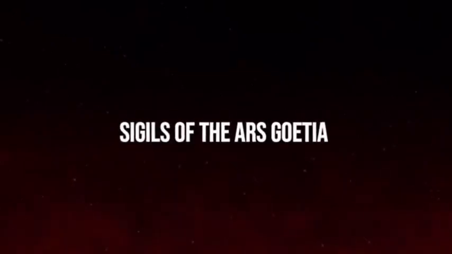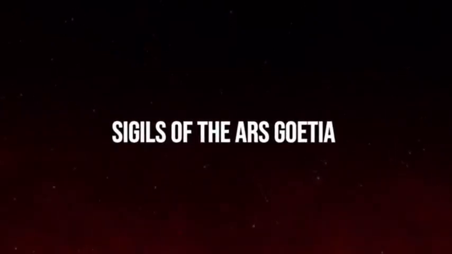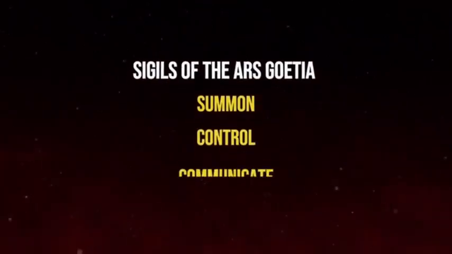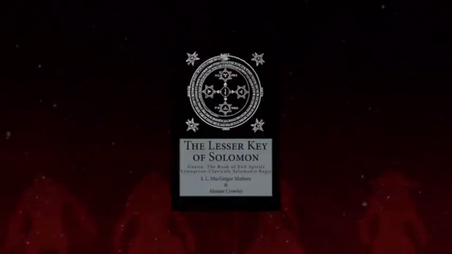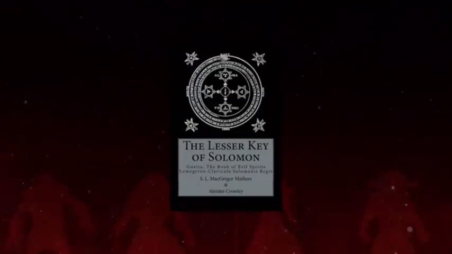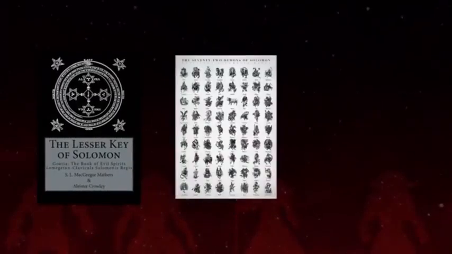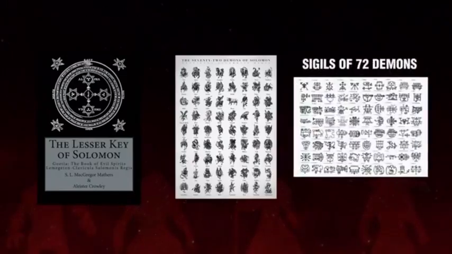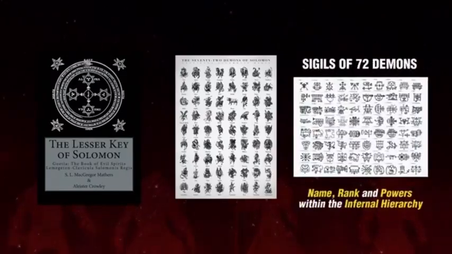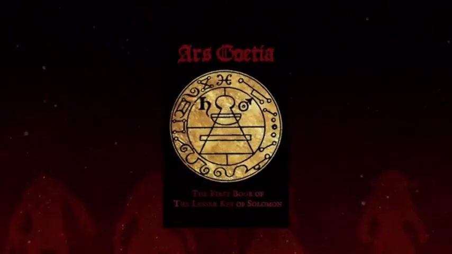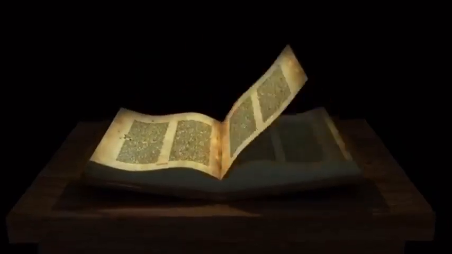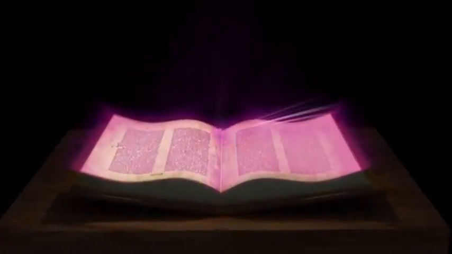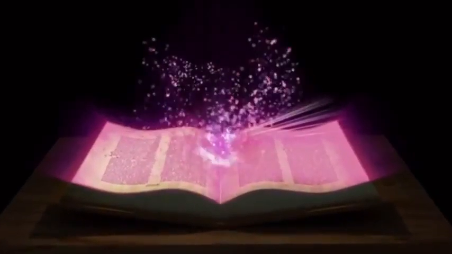The sigils of the Ars Goetia are a set of mystical symbols used to summon, control, or communicate with the demons listed in the first book of the Lesser Key of Solomon. The text catalogs 72 demons, each with a unique sigil that represents their name, rank, and powers within the infernal hierarchy. The Ars Goetia is part of a larger tradition of grimoires, which are medieval books of magic that provide detailed instructions on how to summon and control spirits.